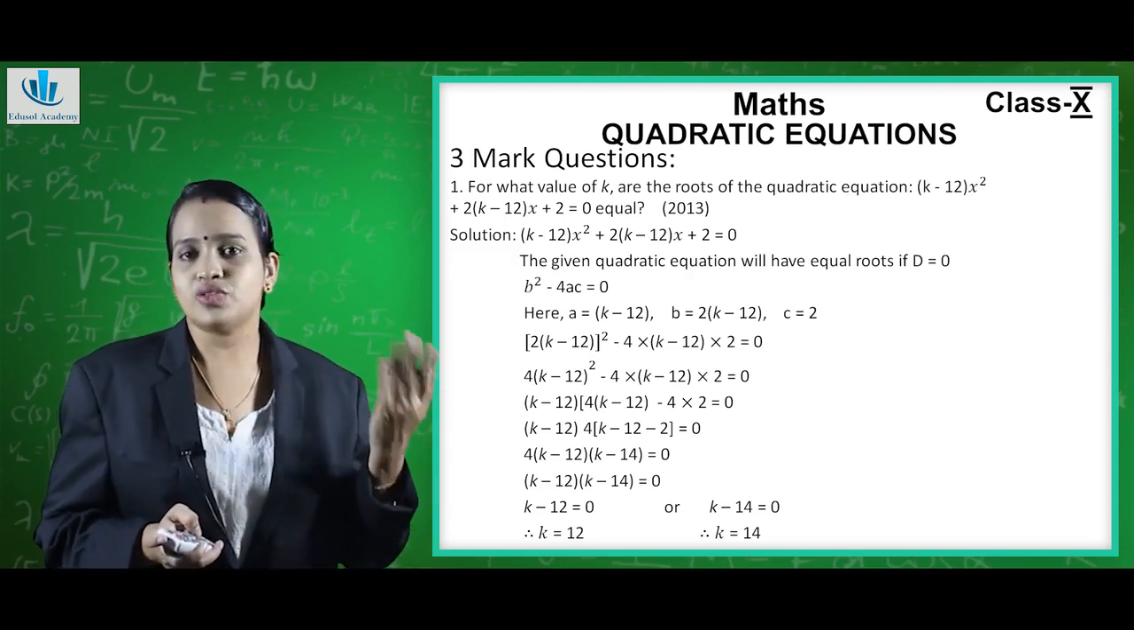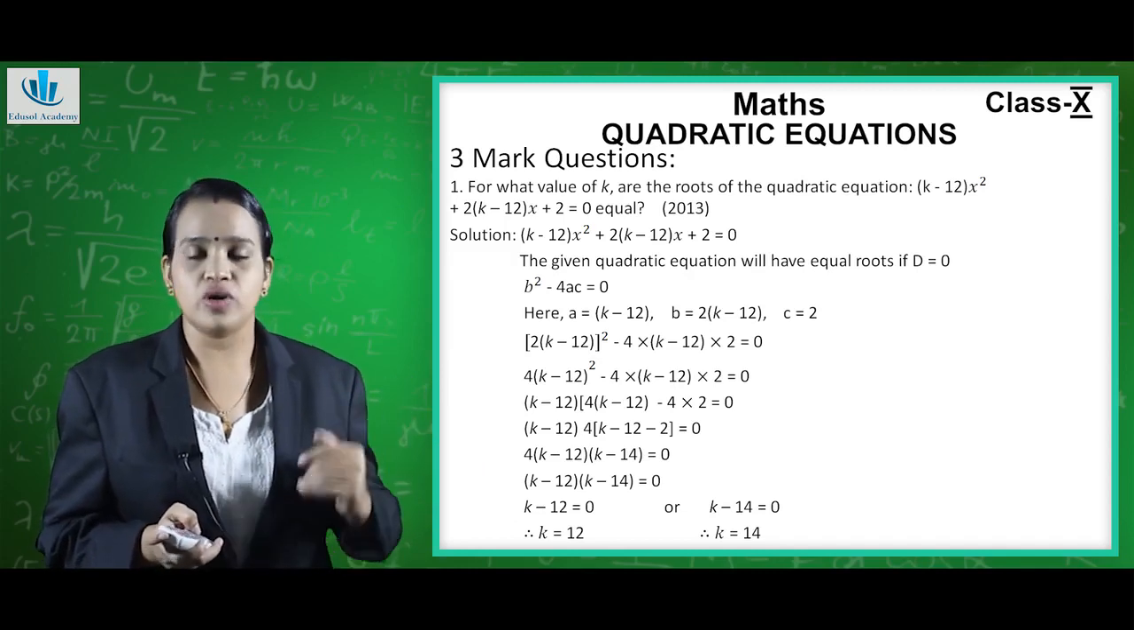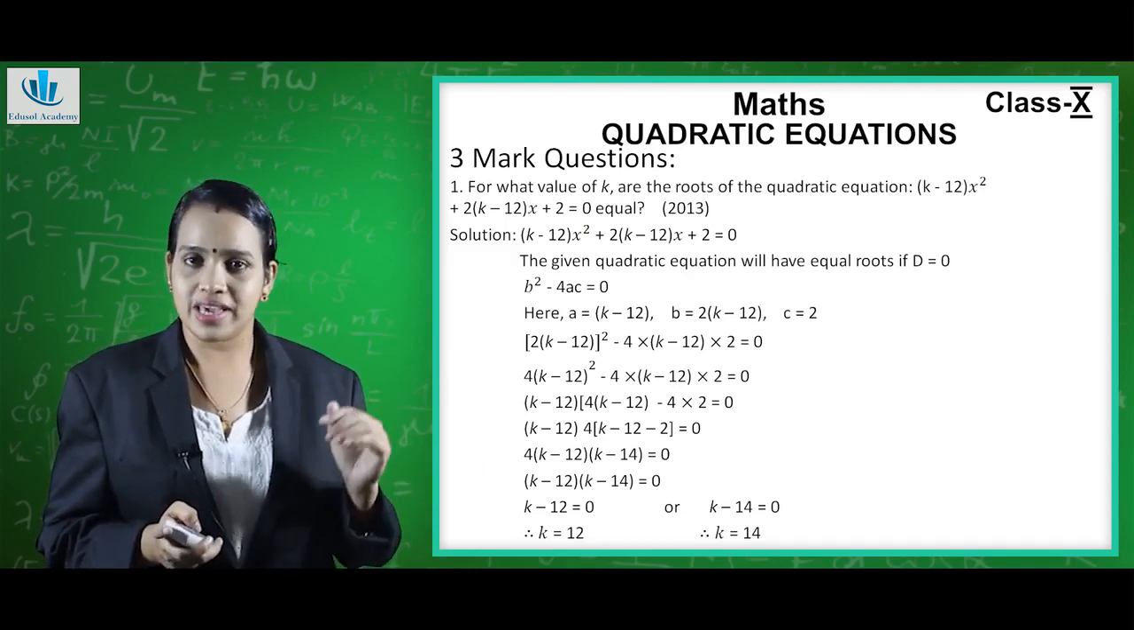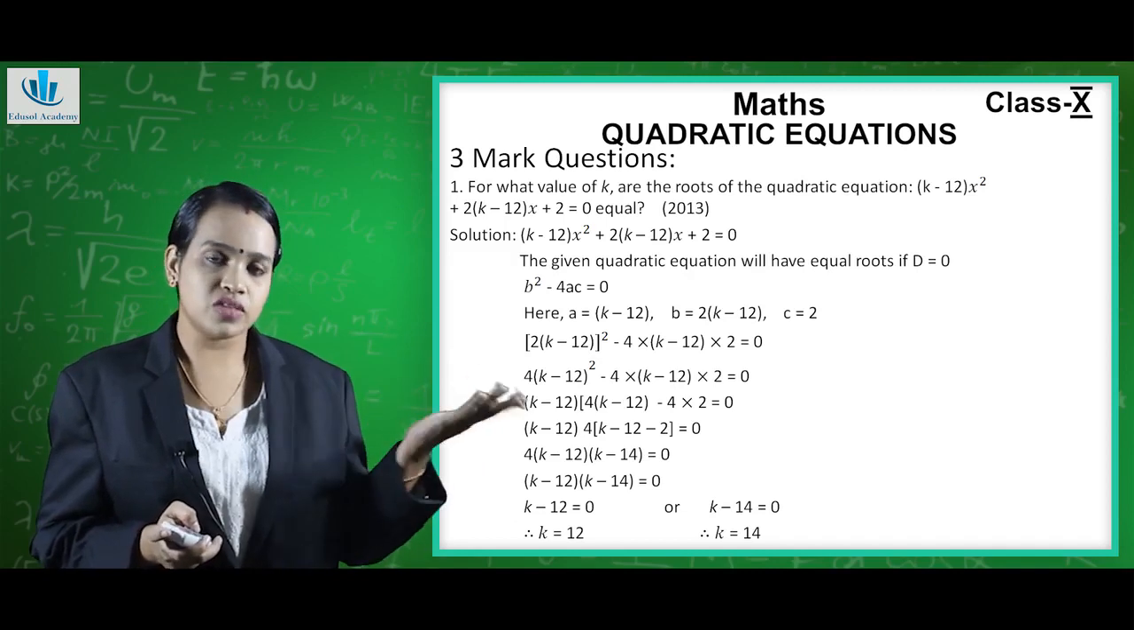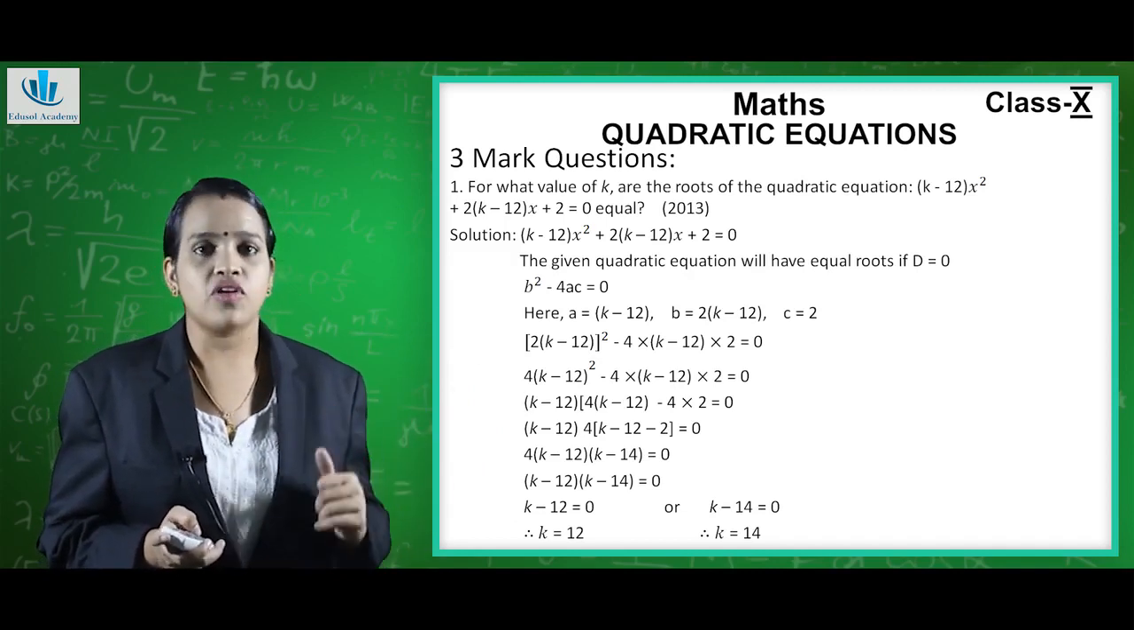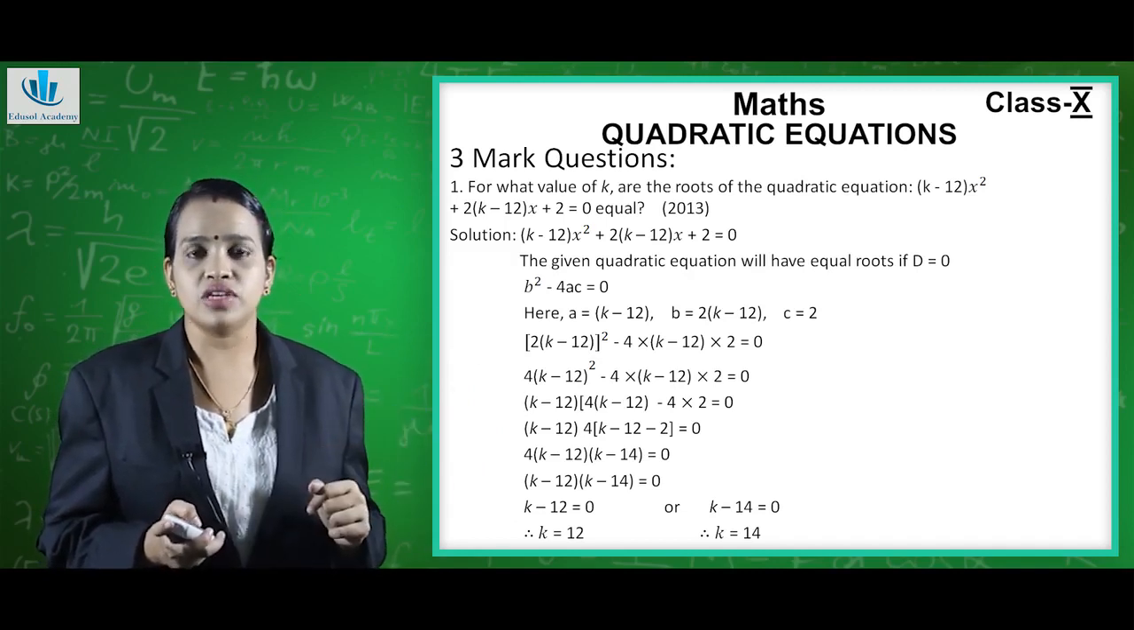When we take minus 12 on the other side it becomes plus 12. So our value of k over here is k is equal to 12. When we take minus 14 on the other side it becomes plus 14. So here also our k value is equal to 14.